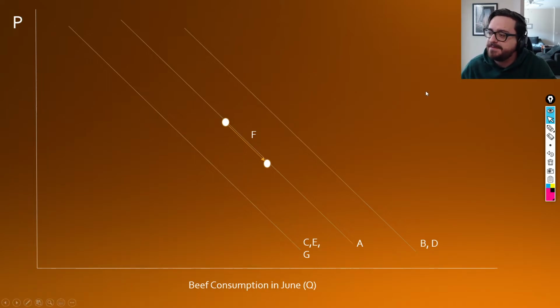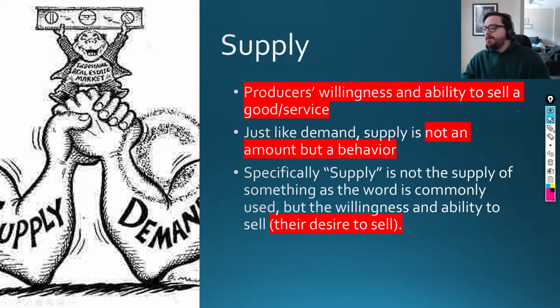So there's demand. Now let's go into supply. You can feel free to take like a 5-minute breather in between the two. It's okay. These are different behaviors. They just work similarly. So, supply.